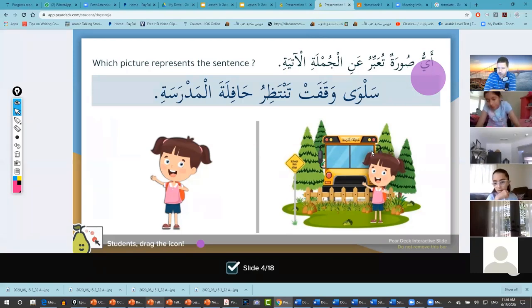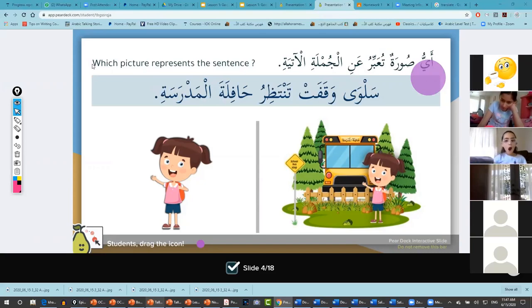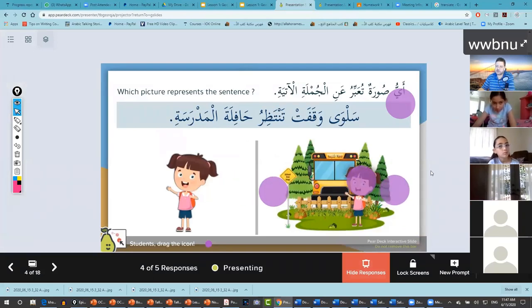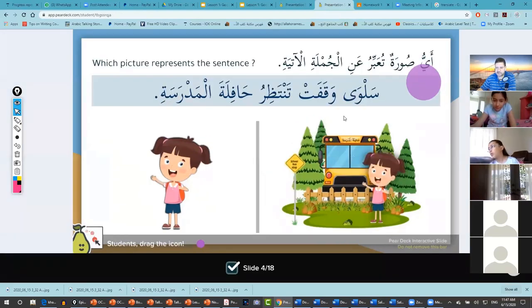Salwa is a girl's name. Waqafat tantaziru hafilat al-madrasa. Which one represents it? Okay, 10 seconds. So, who's playing with Adam? Put it here, Adam. All of you chose the correct picture. If I say just Salwa waqafat, Salwa stood, I'm going to choose this one. But when I say waqafat tantaziru, waiting, hafilat al-madrasa, it should be this one.